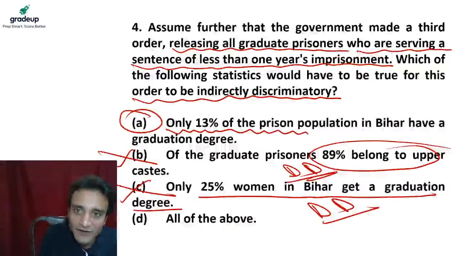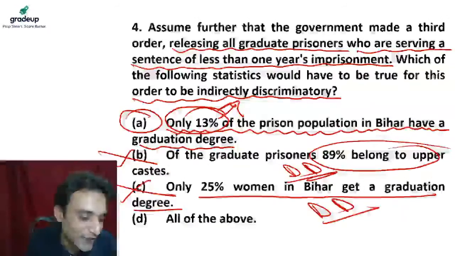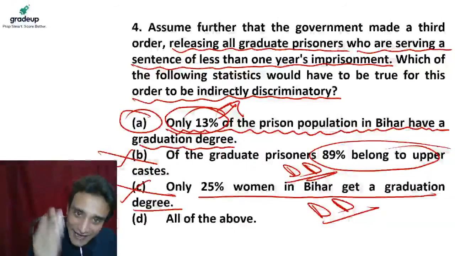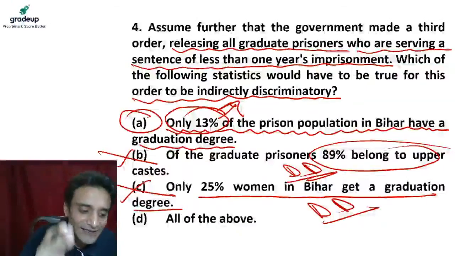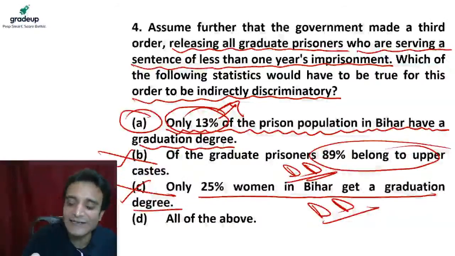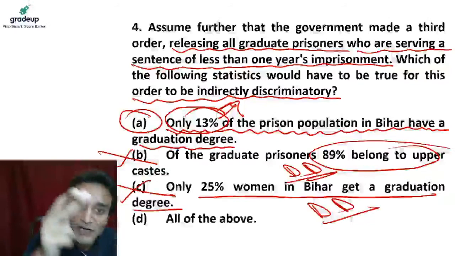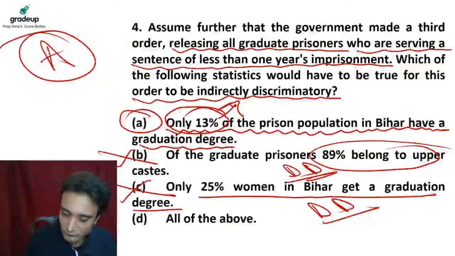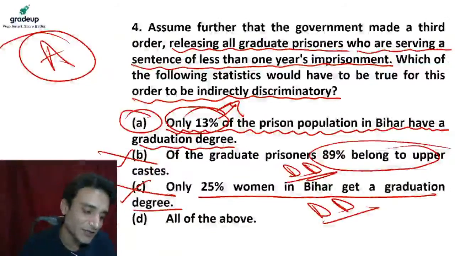Only if 13% of the prison population in Bihar have a graduate degree can you say that it is indirectly discriminatory. If you say a particular percentage of the population in the prison has a graduation degree, then it becomes indirectly discriminatory. Option B is directly discriminatory based on caste. Option C is directly discriminatory based on gender. What is indirectly discriminatory? Based on graduation degree. Option A is the correct answer. Am I clear? Did you understand? Yes, this is a tricky question.